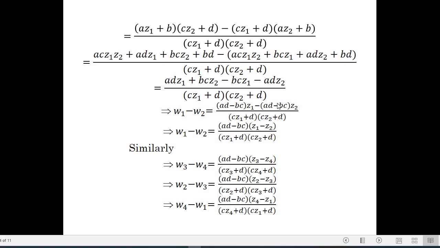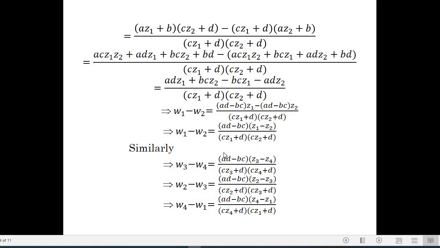Again in the numerator, what is the common factor? In these two terms, AD minus BC is common. The remaining term is Z1 minus Z2. Whole divided by, write the denominator factors as it is. So this is the simplified form of W1 minus W2. That is, W1 minus W2 is equal to AD minus BC into Z1 minus Z2, whole divided by CZ1 plus D into CZ2 plus D.